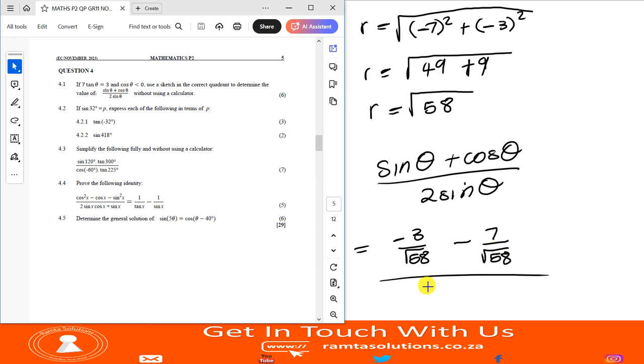Now, this is 2. Again, we said sine is negative 3 over square root of 58. Guys, remember, you are not using a calculator here, right? And by the way, before I proceed, please ensure that you rotate your screen if you're watching this video using your mobile device. Okay, let's go.